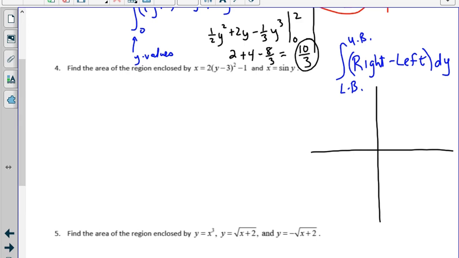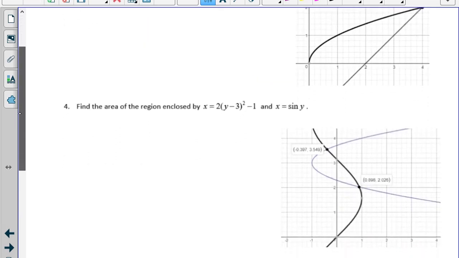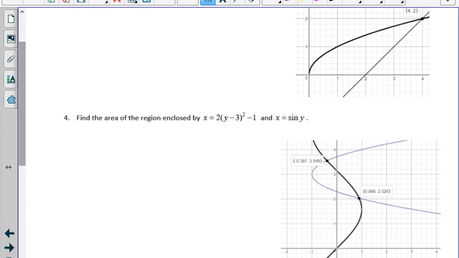But one thing that you notice is they don't give you any intersection points. And that means you might have to find them. So if you have to find intersection points, you may have to use a graphing utility or something of that nature. And so what I end up with here is an intersection at -0.397, comma 3.549. And I also have another intersection at 0.898, comma 2.026. So notice these functions are in terms of y.